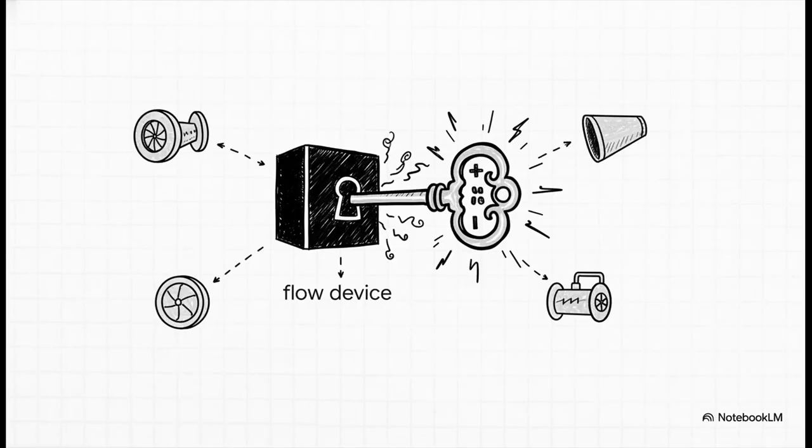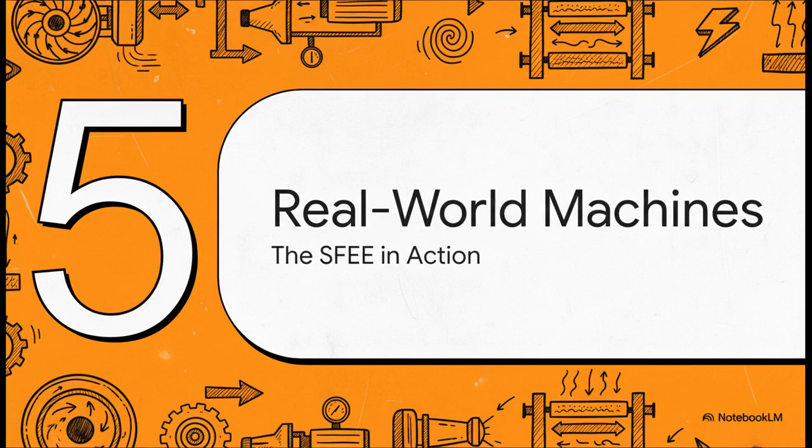And this simple, powerful conservation idea, energy in equals energy out, is what we formalize into the tool that engineers use every single day. The steady flow energy equation, or the SFEE. This is the master key for analyzing pretty much every flow device you can think of. And now for the payoff. Let's see how this incredible equation is actually used to figure out what's going on inside the very machines we mentioned at the start.